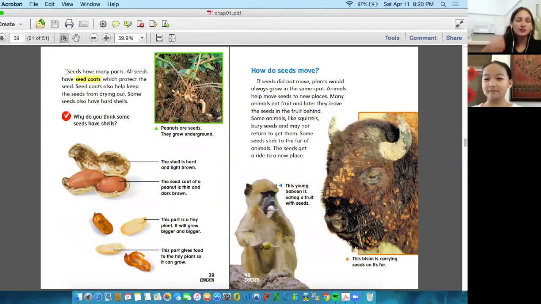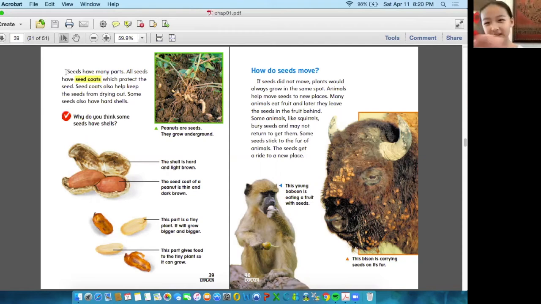Okay, could you read this, please? So seeds have many parts. All seeds have seed coats, which protect the seed. Seed coats also keep the seeds from drying out. Some seeds also have hard shells. Okay, so this is what you were asking about, right? The seed coats. Seed coats, yeah. Seeds have coats. It looks like they do.